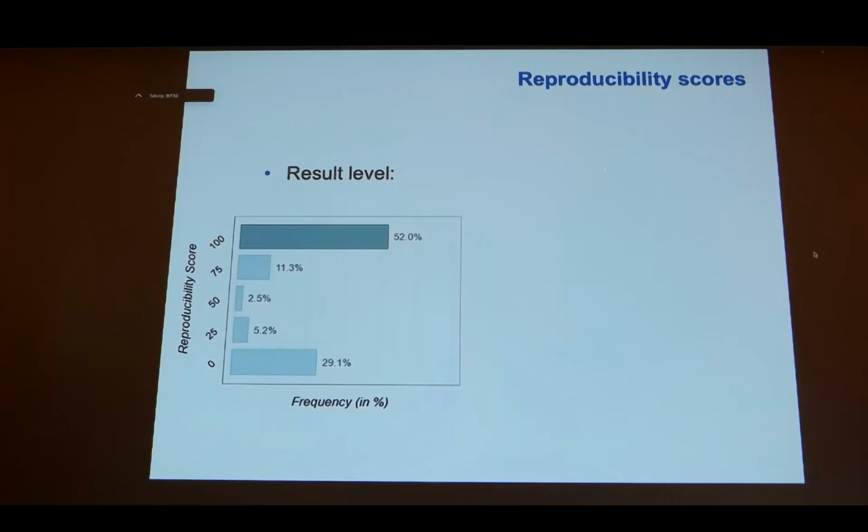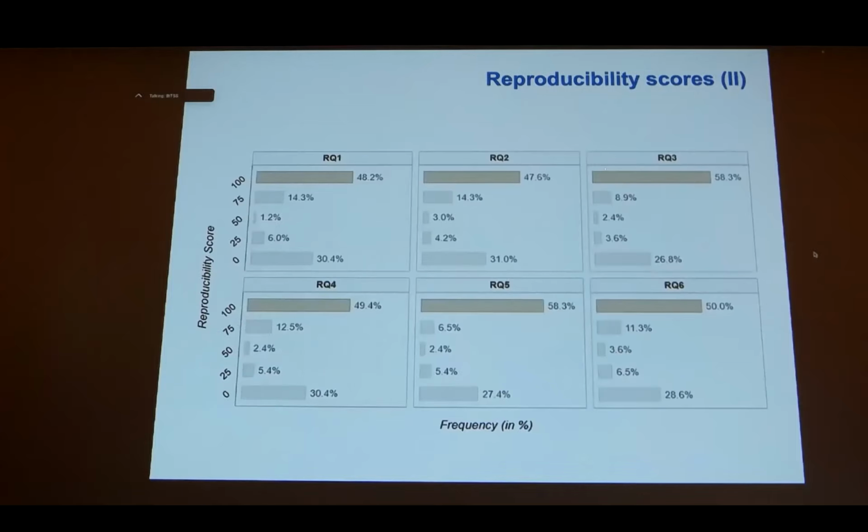We have 52% of 100. And we have 29.1% of 0. And the rest is in between. So we have this bimodal distribution. This is for all the 1008 results. When we break down by research questions, we always see this kind of U-shape, all of them.